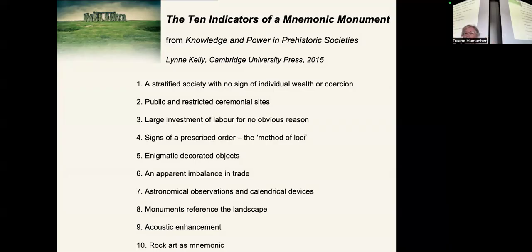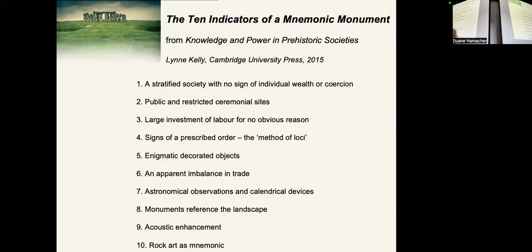And I hope you're all over at Trump over there. We must have public and restricted ceremonial sites or we do not have knowledge reliably stored. There must be a large investment of labour for no obvious reason. If you add knowledge into it, suddenly there is an obvious reason. Knowledge is more important than anything else. There must be a prescribed order or it's not indexed. And in things that are not indexed as knowledge systems, information can be lost.